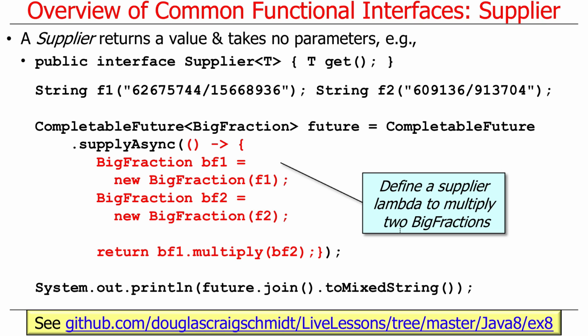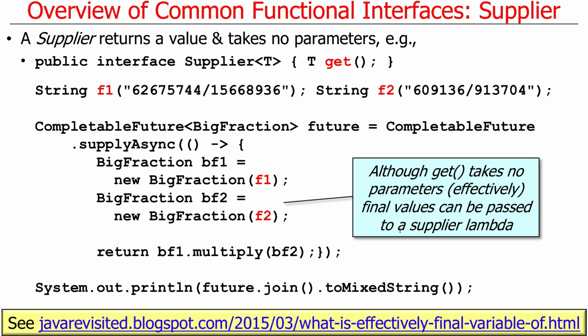And then when we're all done, we're going to wait for the results. I'm not going to talk about that here. I'm just going to focus on the supplier lambda. That's what's called the supplier lambda. Notice how we can actually pass parameters into this lambda, even though get doesn't formally take any parameters. And that's because we can pass them in as effectively final variables.